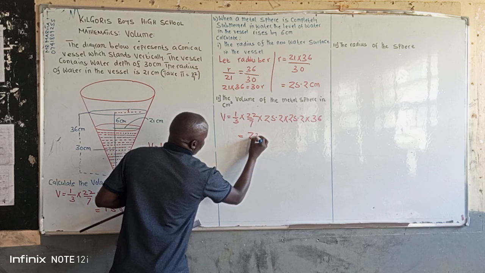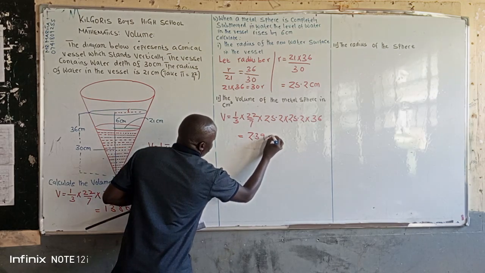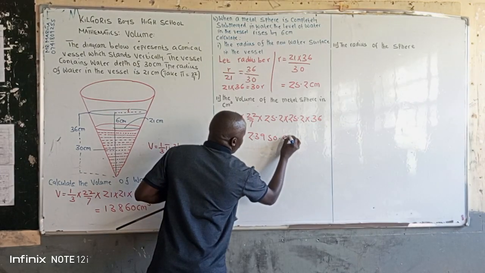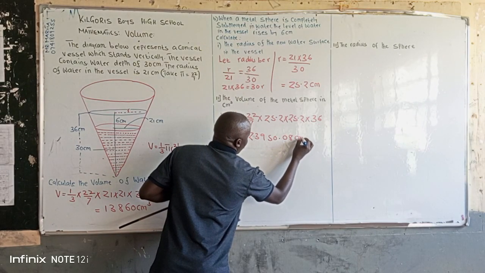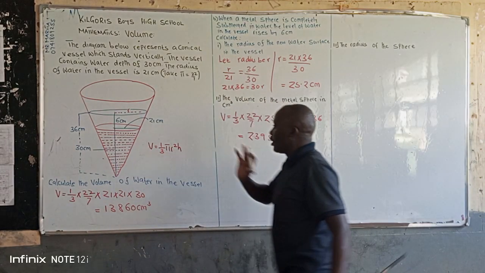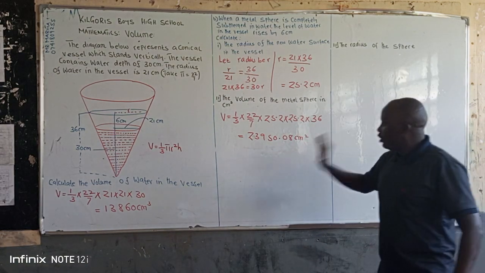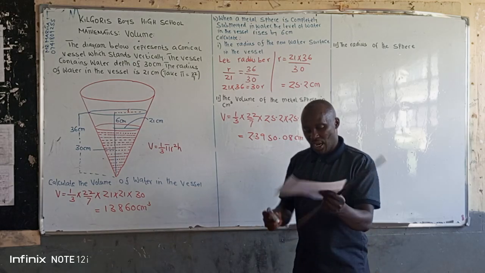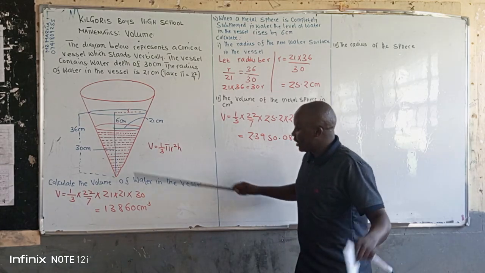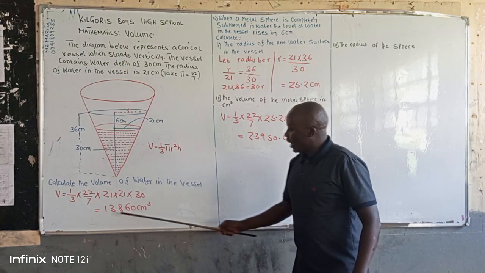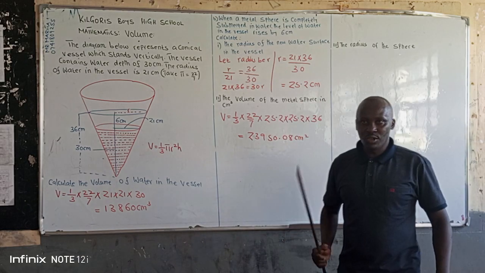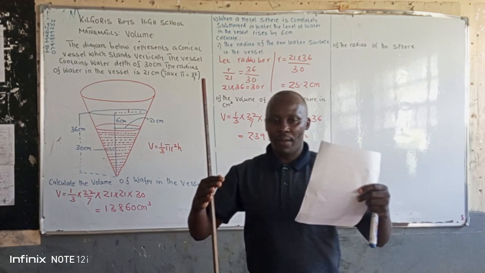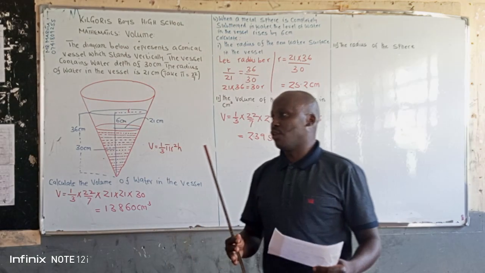So we have 23,952 points 0.8 cubic centimeters. That one gives us the volume of the larger cone. Then there was initially a volume of the smaller cone, which was represented by the volume of water. That one was equivalent to 13,860.